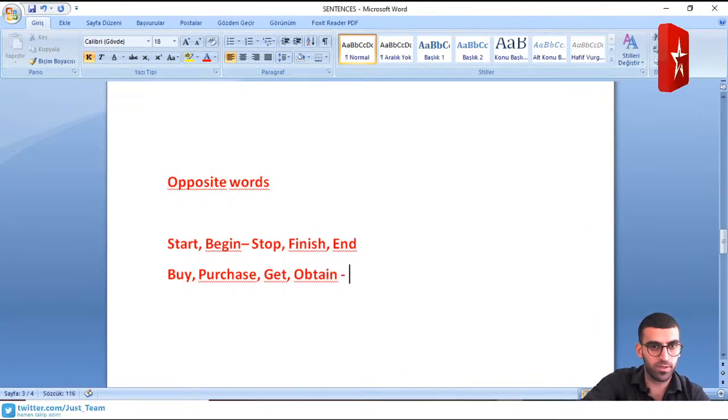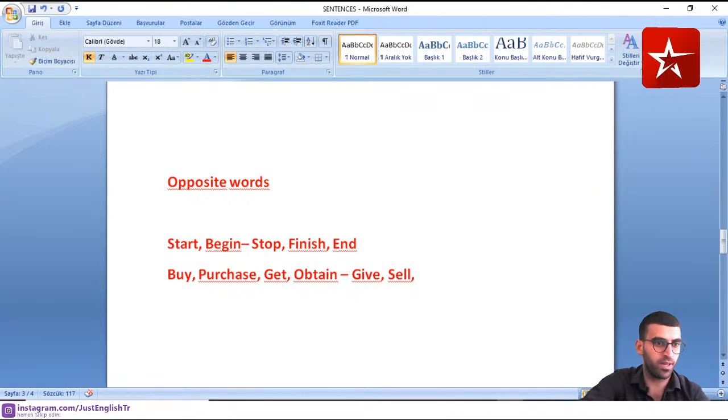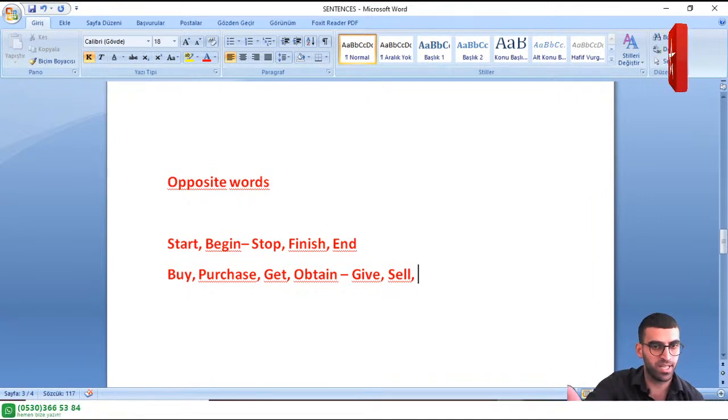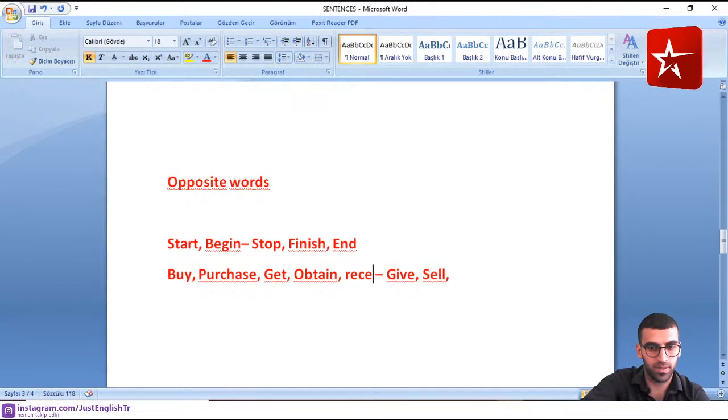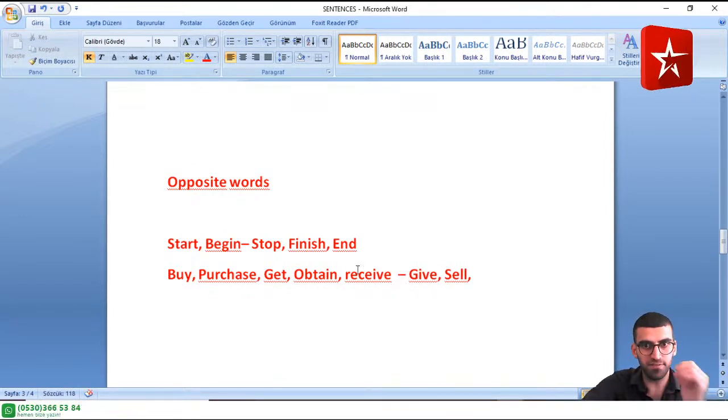And the opposite words, for example, we have give, get, give, sell. For example, buy, purchase, get, obtain, or receive. Receive has the same meaning. Give, sell, send, deliver.